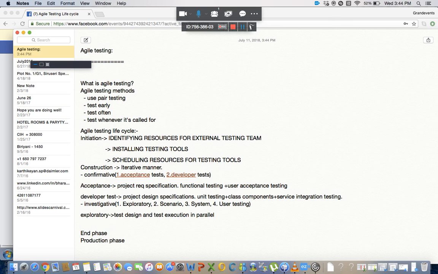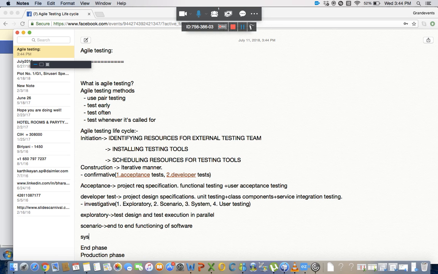The next is scenario testing. This is done to make sure the end-to-end functioning of the software is working fine or not. So it explores how the software will work at the end user level. This is the core scenario.